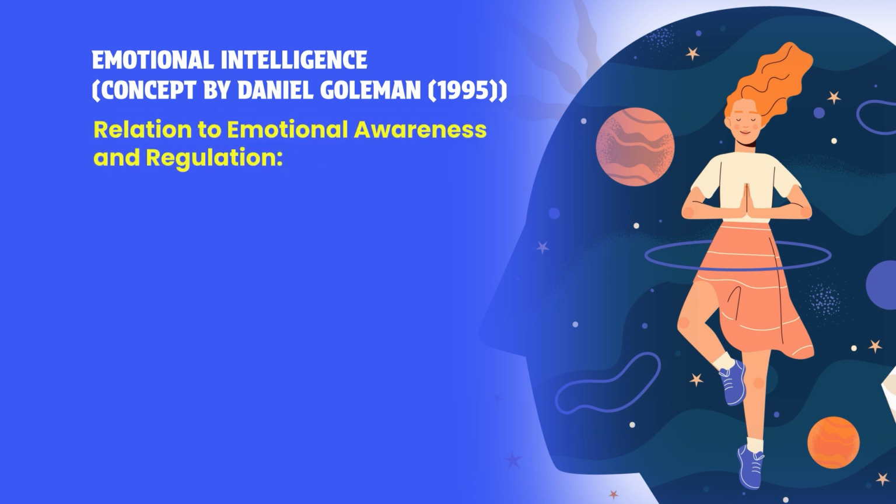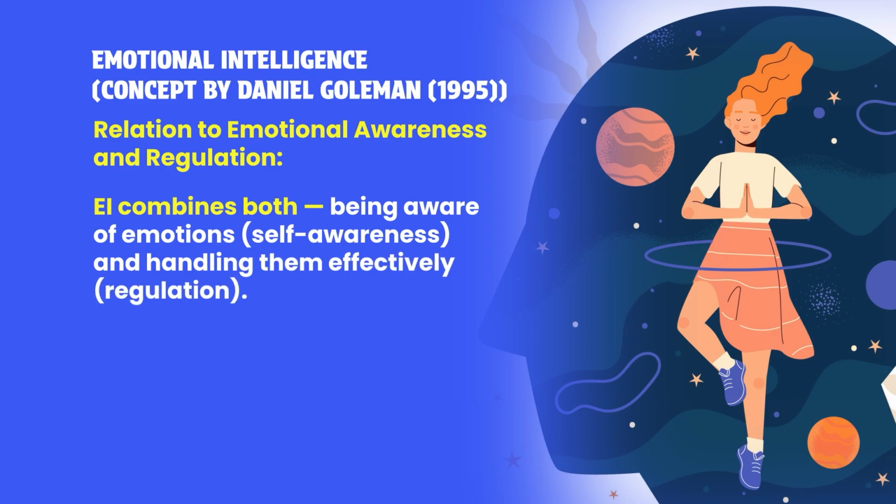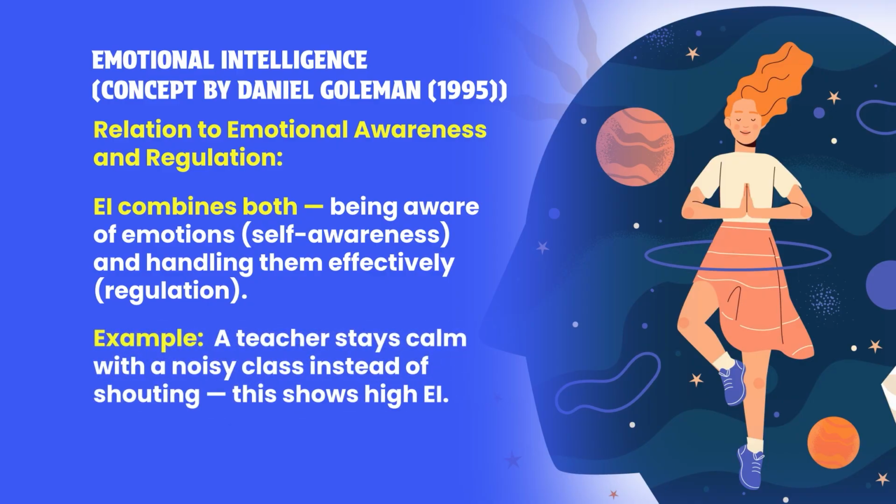In relation to emotional awareness and regulation, emotional intelligence combines both being aware of emotions, which is called self-awareness, and handling them effectively, which is regulation. Both things you will see in emotional intelligence, as discussed by Daniel Goleman in 1995. For example, a teacher stays calm in a noisy classroom instead of shouting. This shows very high emotional intelligence in the teacher. Irrespective of the noise, the teacher does not react immediately, but pauses and behaves calmly, which indicates that the person is aware of others' emotions as well.